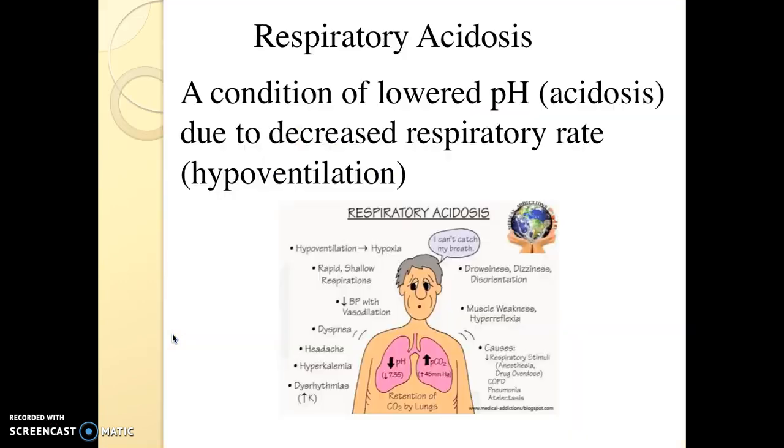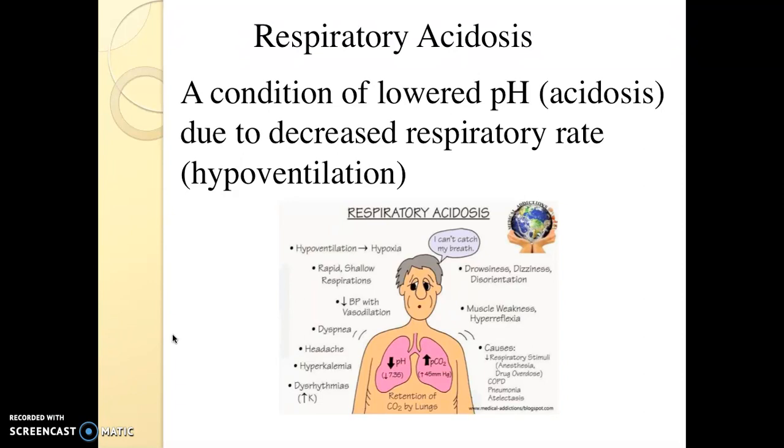Respiratory acidosis is a condition in which your pH level is decreased due to hypoventilation, as in the patient is not taking enough deep breaths. So these are the patients that you see that can't catch their breath. They're not breathing enough. They're breathing too slow. Some of the causes of respiratory acidosis are CNS depression from drugs, injury, or disease, and hypoventilation due to pulmonary, cardiac, musculoskeletal, or neuromuscular disease.